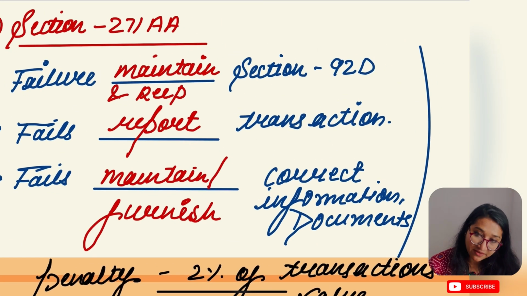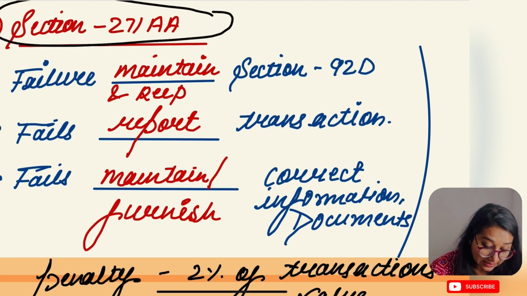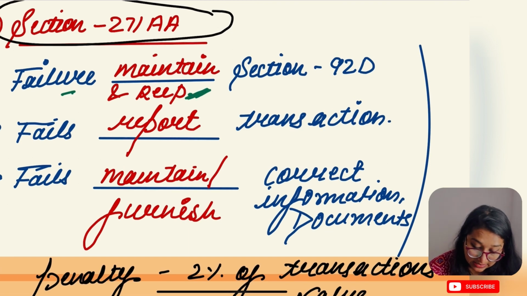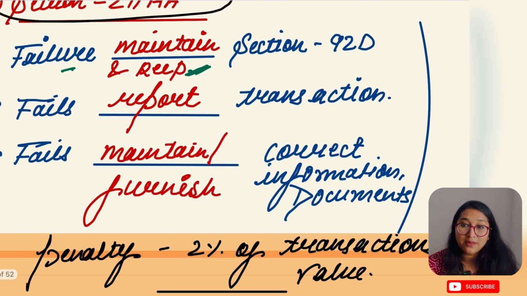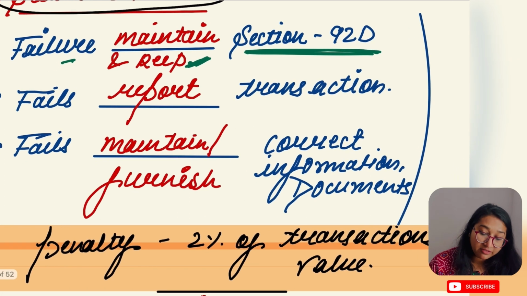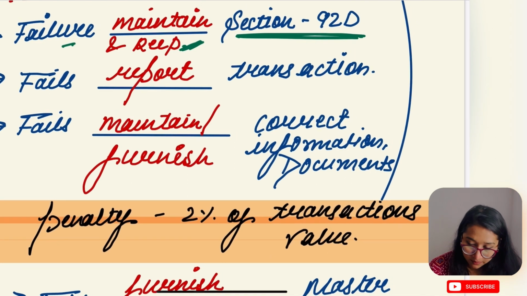Okay. 270A, let's go for 271AA, where if any of the SSC have failed to maintain and keep, what is this, 92D? The information and documents, right? Do you remember this section? Okay, if they have failed to maintain and report the information and documents under section 92D, in this case, the penalty would be 2% of transaction value.